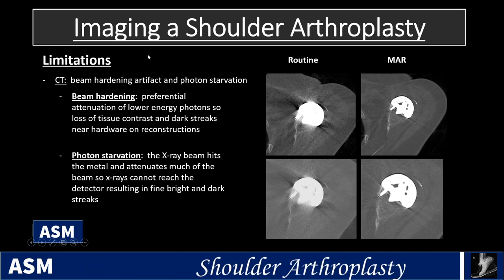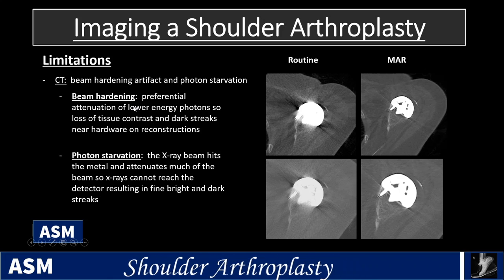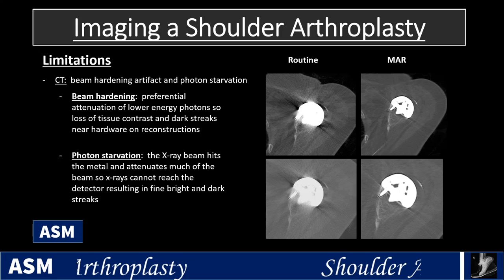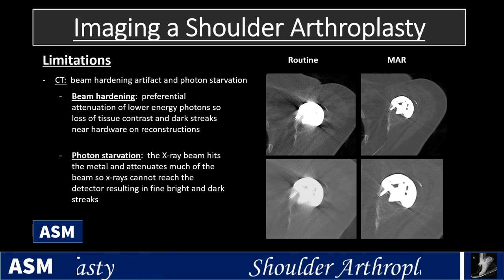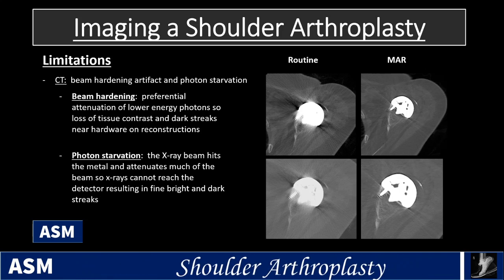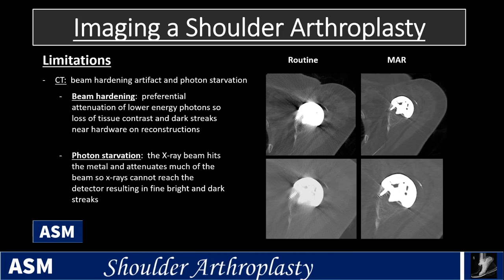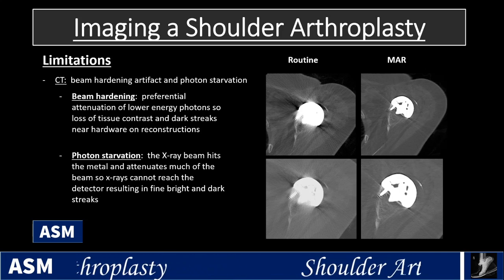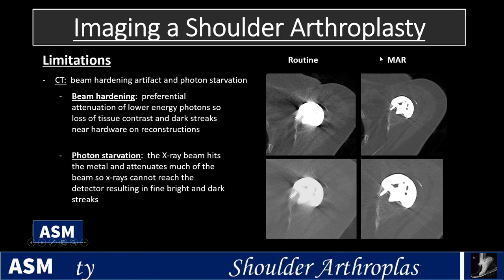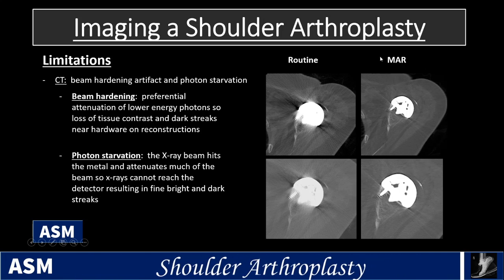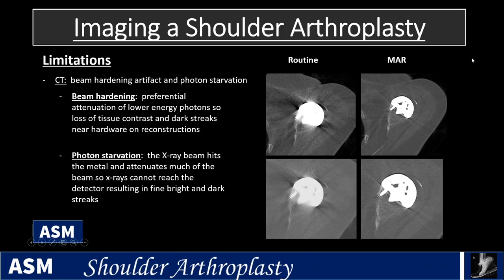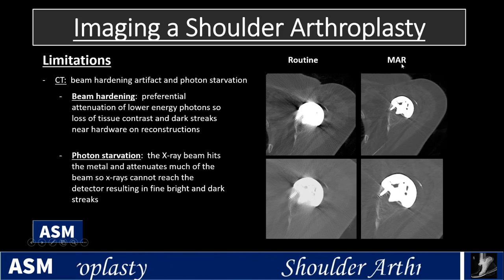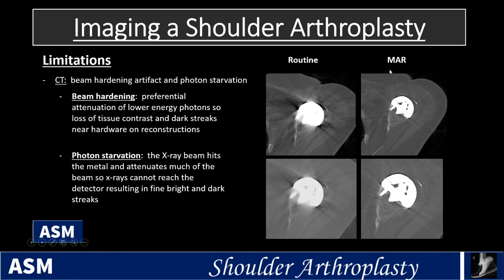With CT, beam hardening and photon starvation. In short, beam hardening is preferential attenuation of the lower energy photons, so you get loss of soft tissue contrast and dark streaks near the hardware on reconstructions. Photon starvation: the X-ray beam hits the metal and is attenuated, so the X-ray beams don't reach the detectors as well, and you end up with these fine, bright and dark streaks. There are different ways to suppress metal. We typically use the MAR, which is, in our case, we're not using dual energy, it's just this MAR algorithm, and it's helpful, but it generates artifacts of its own.